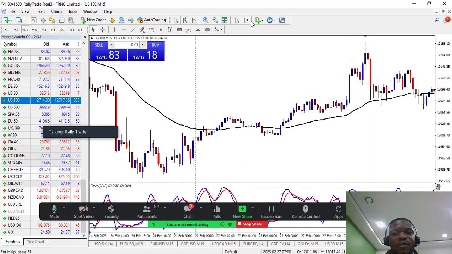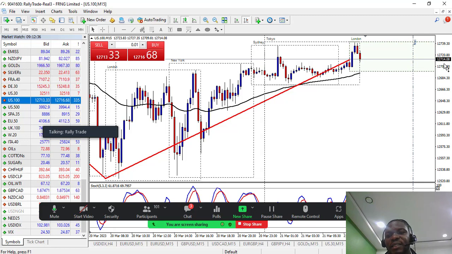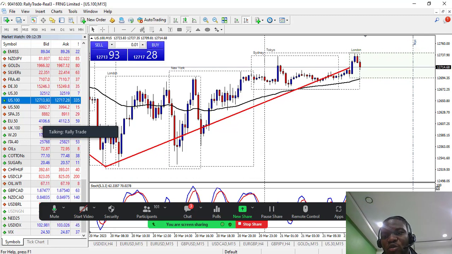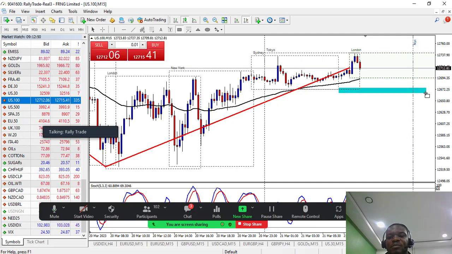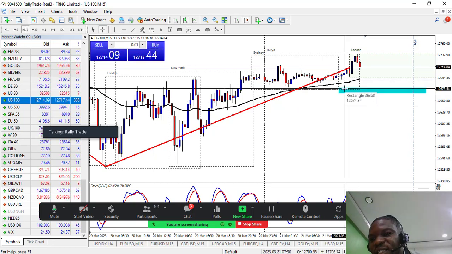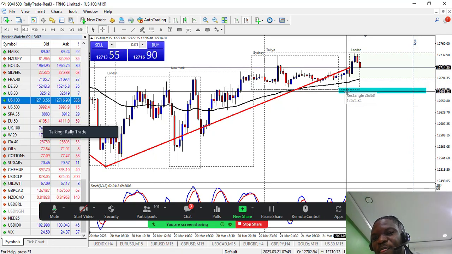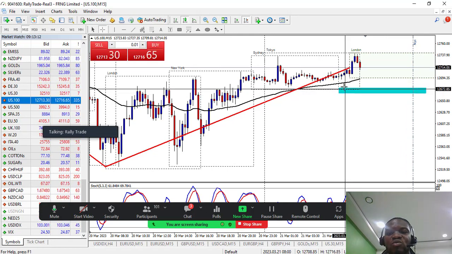So you go to 15 minutes and of course you look out for your entries, right? Since I want to buy, I'll be looking for the price to come down and tap this area, right? So once it comes down and taps this area, I'll be doing a buy. Because we have liquidity lying below this evening session, the price will come and tap that area. So I'll be doing a buy limit around this range for US 100, 12673 to 12665.